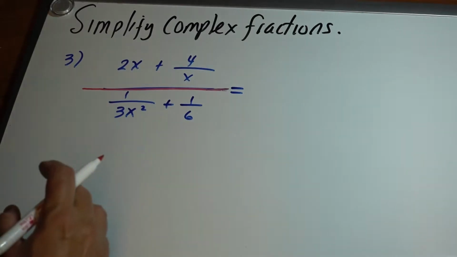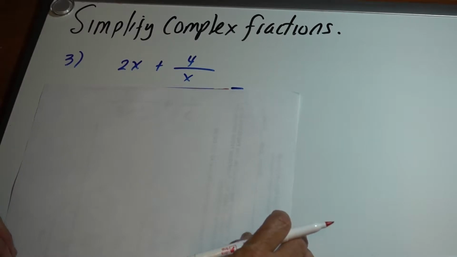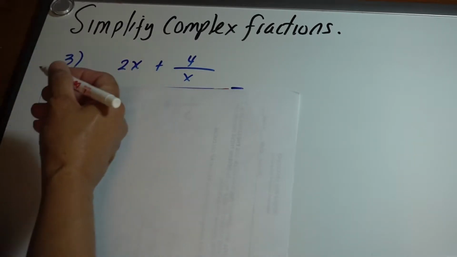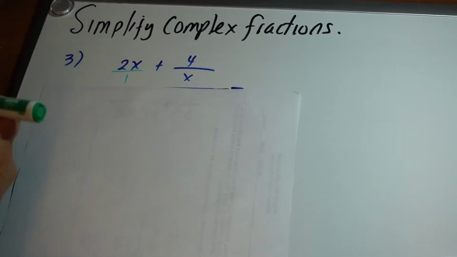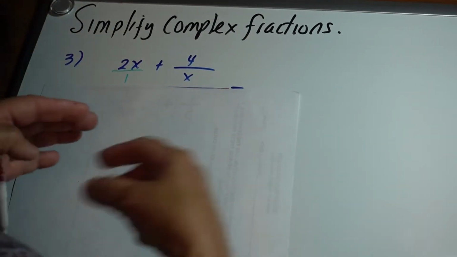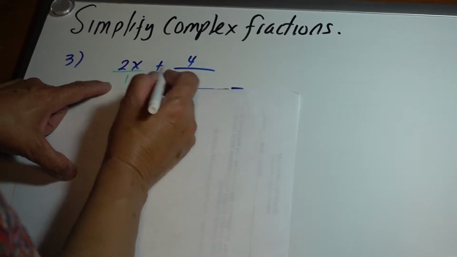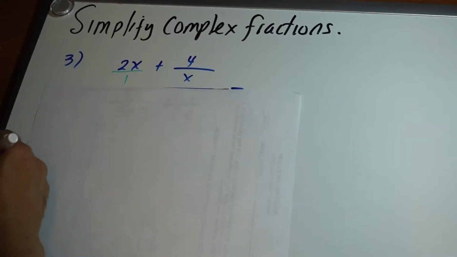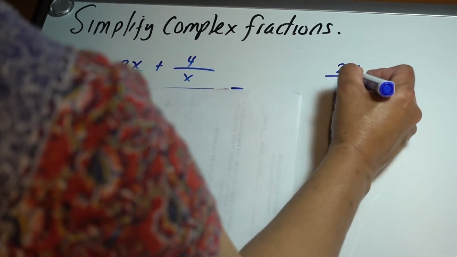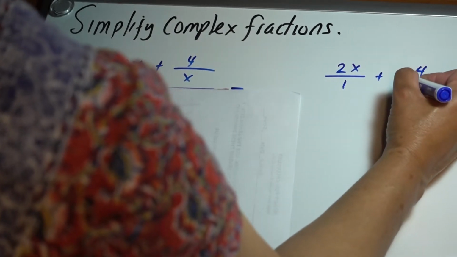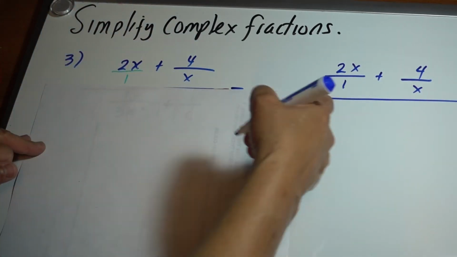By ignoring this one, the numerator for that one will be 1. I'm going to use this very light marker, so you imagine you have a 1 here. In order to have the same denominator, we need to multiply this one by x and this one by x in order to have x here. So I have 2x over 1 plus 4 over x. And this is the main line. I'll continue with the bottom one right now.